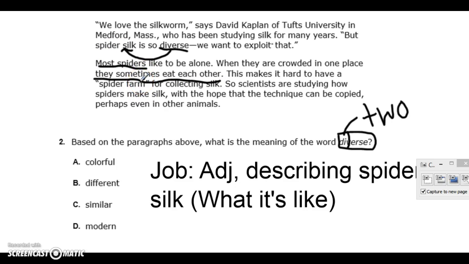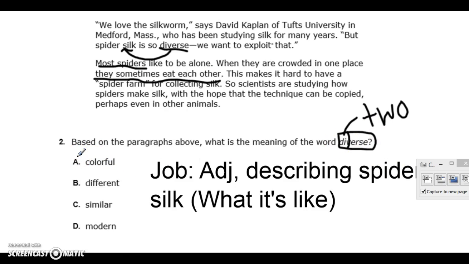And different types of spiders relates to how spider silk is diverse, because if "di" means two, then I know that diverse has something to do with going in different directions. And spiders, there are many different types of spiders. So I'm guessing that there's many different types of spider silk. So I'm going to look for an answer choice that has something to do with different or going in two directions, because that's what the root tells me.